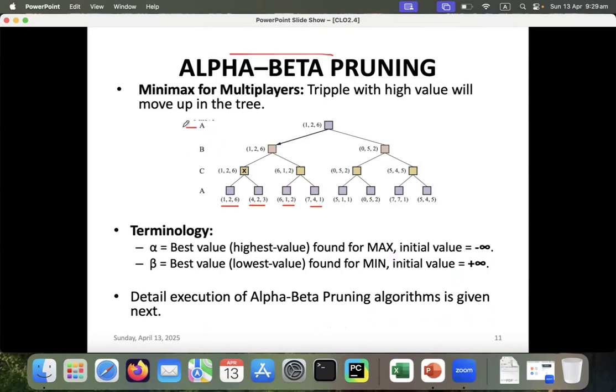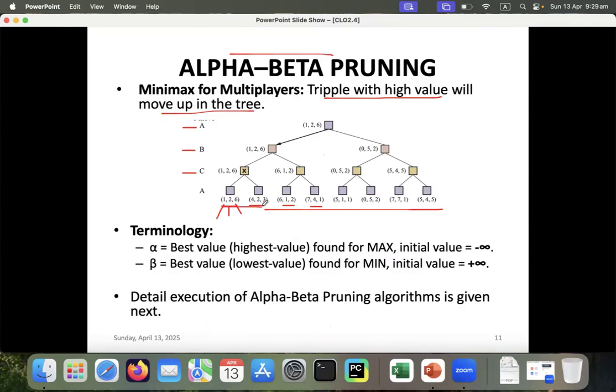That's why you are seeing these 3 values here. And here we have 3 players, A, B, and C. The first value is for A, the second value is for B, the third value is for C, on each terminal value. And how will you decide how these values will move up? The triple with the high value will move up in the tree.